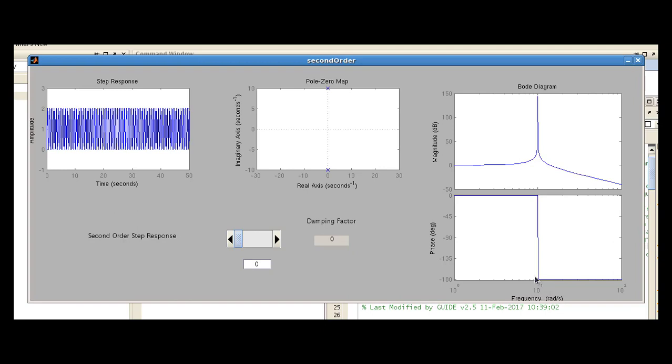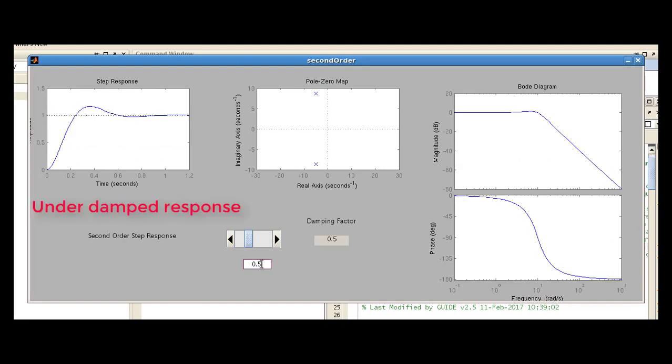Now we'll vary the value of zeta from 0 all the way to 2. First let me enter a value of 0.5 and see how the step response, as well as the magnitude of the frequency response and the phase, get varied. The moment I enter 0.5 as the zeta value, the poles have some real part, and due to which the step response has an oscillatory as well as an exponentially decaying factor. The oscillatory behavior happens because of the imaginary term, and the exponential decay because of the real term.